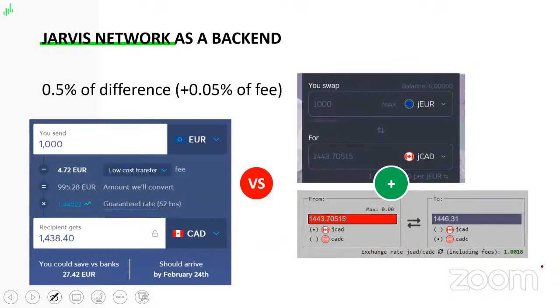Then also just to see for CAD, Canadian dollar. So here, I use this low cost transfer. You can exchange 1,000 euros. I mean, you can send 1,000 euros and someone will receive 1,438.